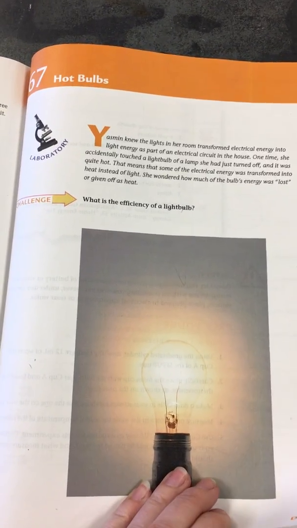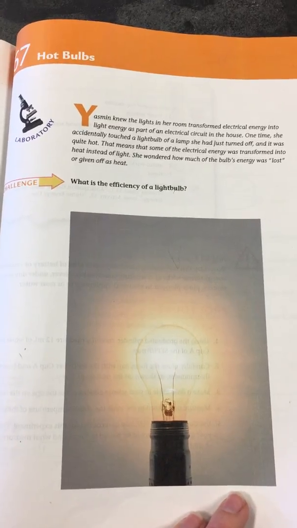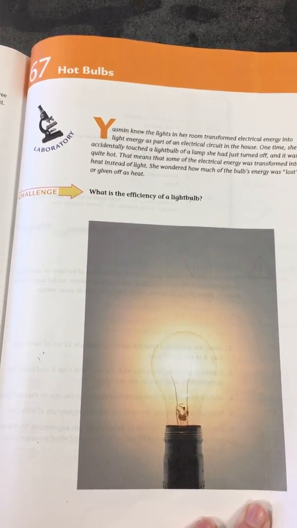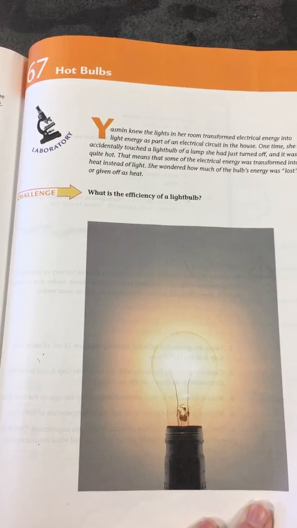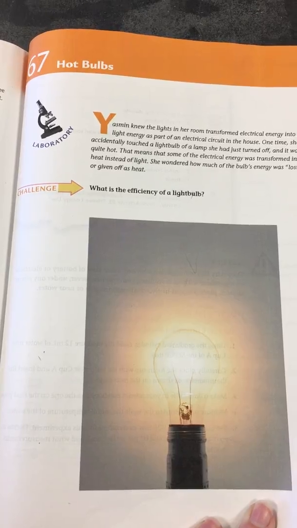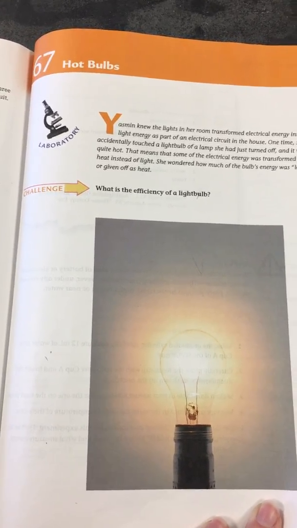Okay, so a couple things that we want to talk about is efficiency. What is efficiency? Efficiency is the ratio of useful energy released by a process to the total energy absorbed by the process. And we learned that in a previous lab in this unit.